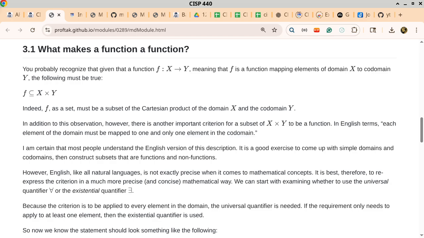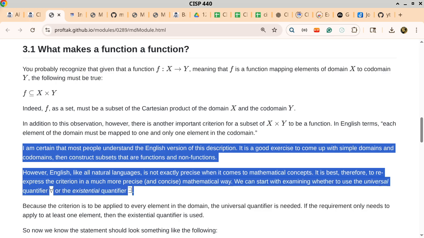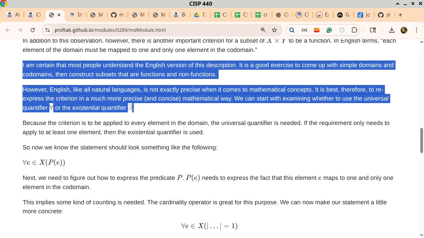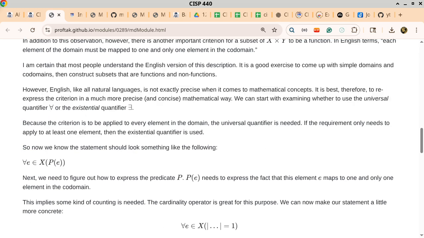All right. So all this stuff here, these few paragraphs, is really just re-emphasizing what I said already, which is natural languages tend to be ambiguous and so on. And this is a notation that we have seen already. It is basically saying for every E in X, I need P of E to be true. Okay, so I can think of an example.